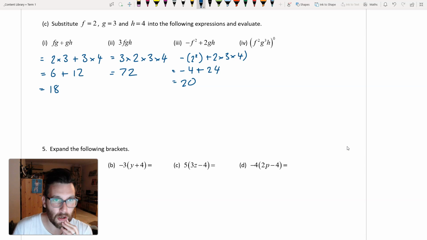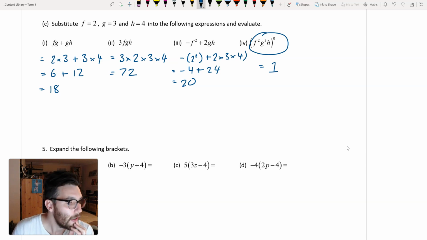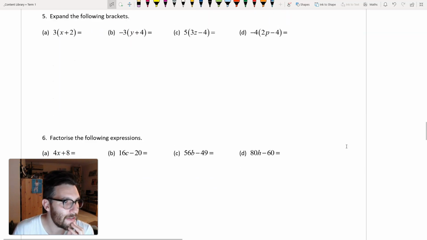And then for the last one, again, probably beyond the scope of this test, but anything to the power 0 equals 1. Happy days. Okay, expand the following brackets.